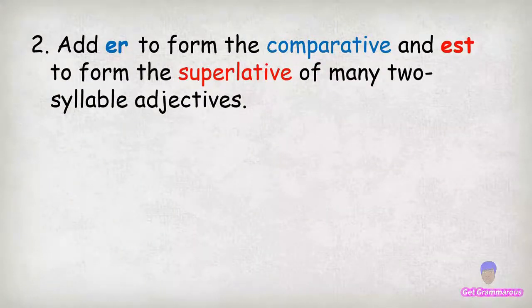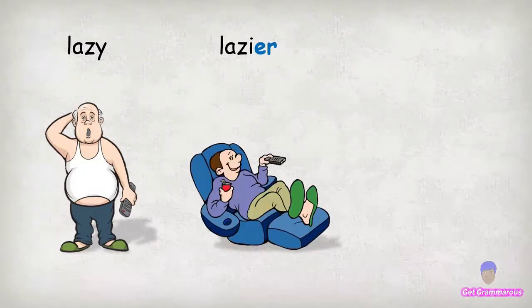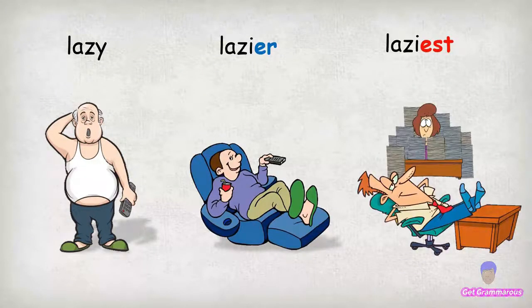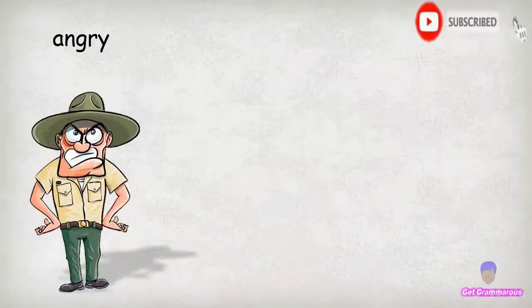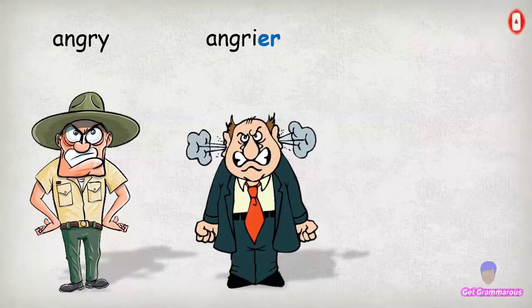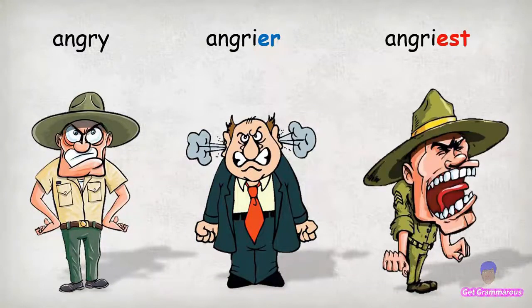Rule number 2. Add -er to form the comparative and -est to form the superlative of many two-syllable adjectives. For example, lazy is a two-syllable word. Lazy, lazier, laziest. Another example, angry. Angry is a two-syllable adjective. To form the comparative, we say angrier. To form the superlative, we say angriest.